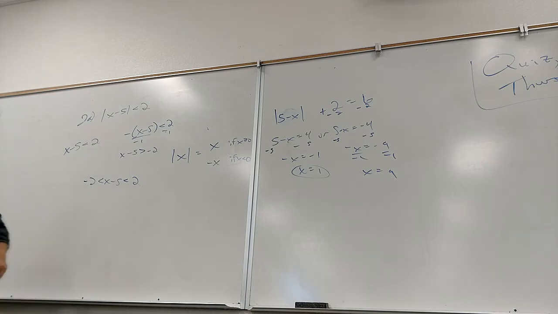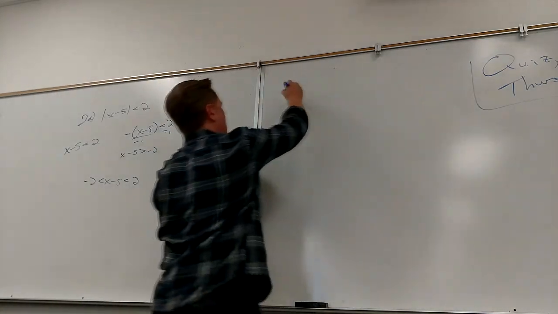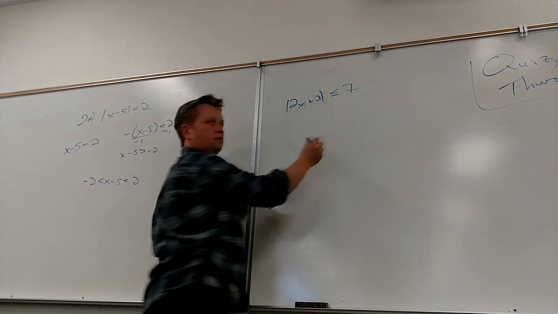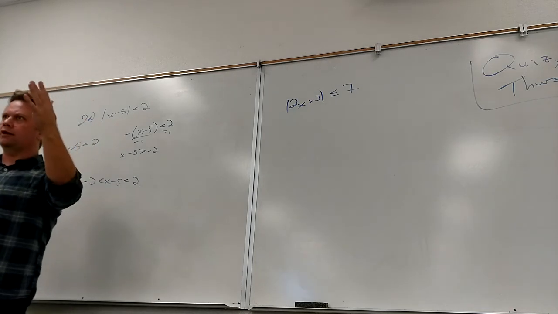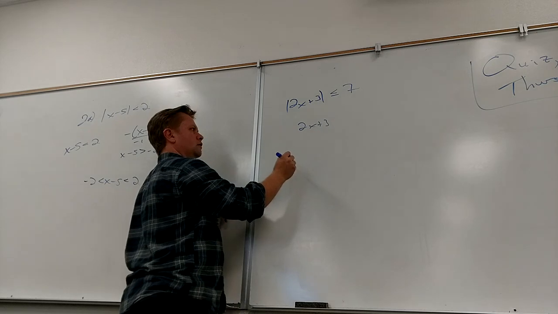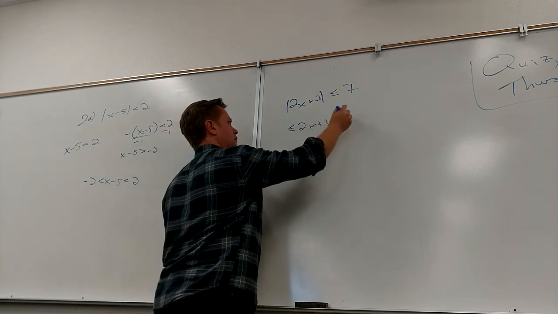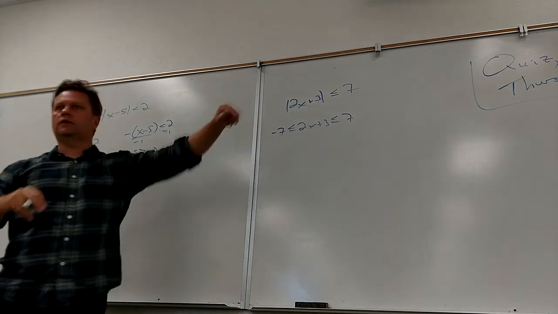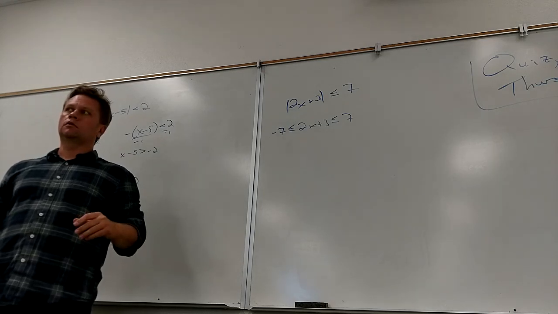So let's do like a lightning round of this. If I had the absolute value of 2x plus 3 less than or equal to 7, how can I rewrite that in one statement with no absolute value? 2x plus 3 greater than or equal to negative 7, and then less than or equal to 7. Yeah, so that's between negative 7 and 7. Yes? But you can't do it the other way, just like that.